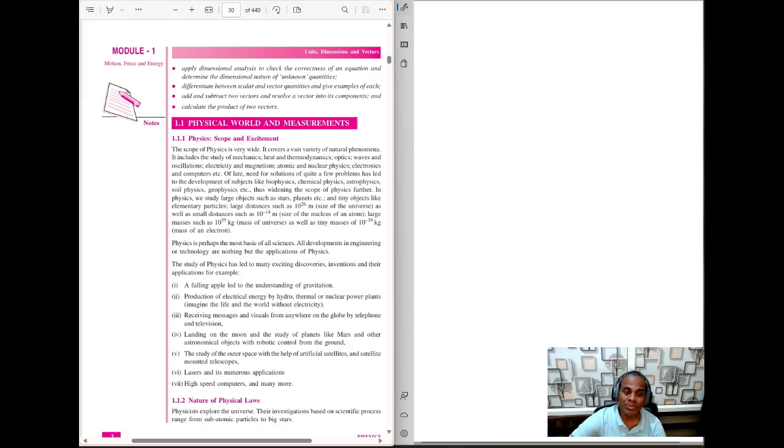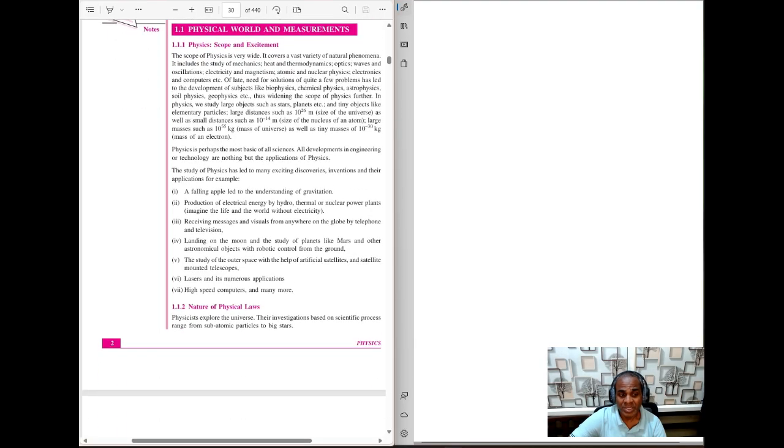So, physics is perhaps the basis of all sciences. It includes all the developments that are happening in engineering and technology because they are the applications of physics. Here are a few examples that can help us appreciate the scope of physics. We all know the story of a falling apple that has led to the understanding of gravitation. You might also know about electrical energy, how it is produced by hydro, thermal, or nuclear power plants.